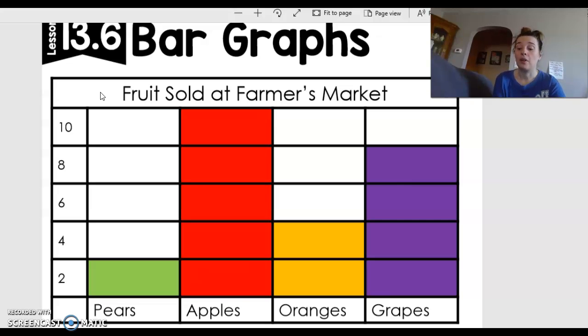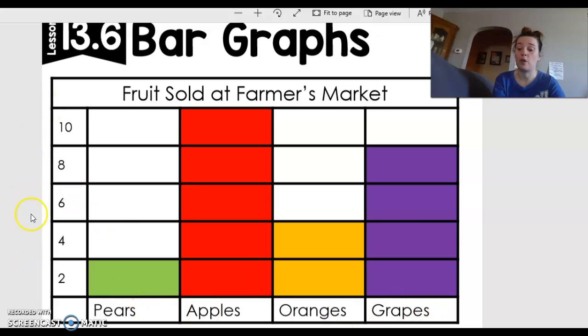Now, the next part that a bar graph has to have is bars that show the data, that show the number of an item. The longer the bar, the bigger that number is. The smaller the bar, the shorter the bar, the smaller that number is. The categories down here show what each one of those numbers represents. So you can see the green is pears, the red is apples, this yellow orangish is oranges, and the purple is grapes.